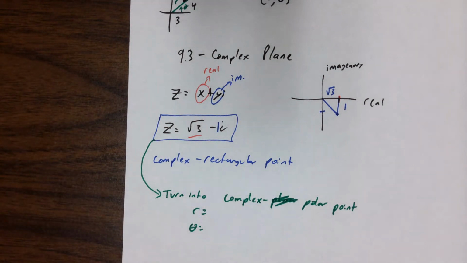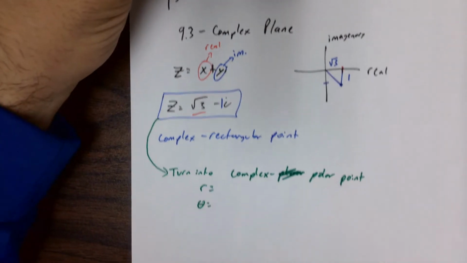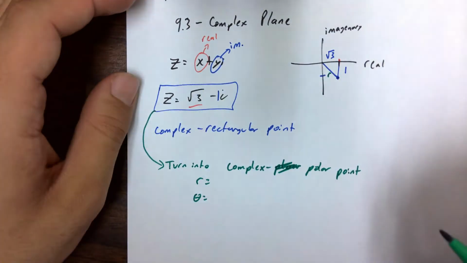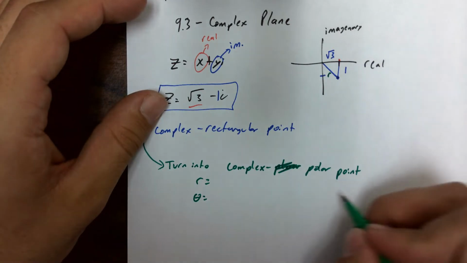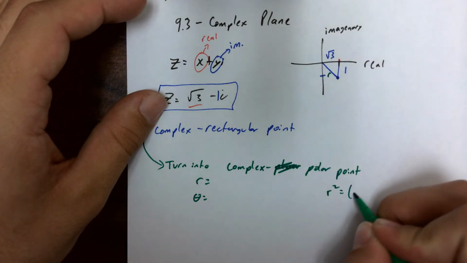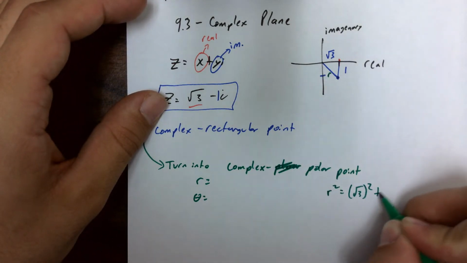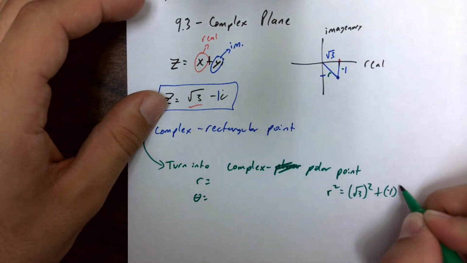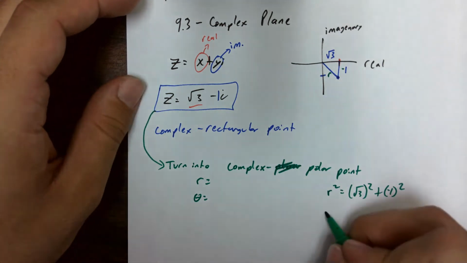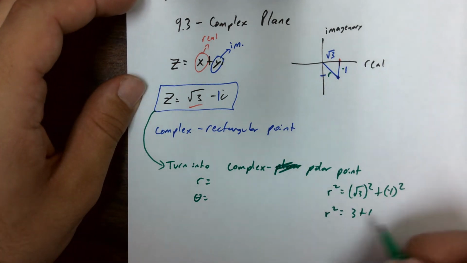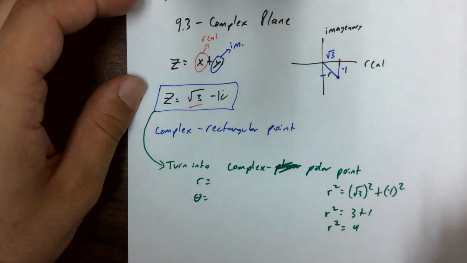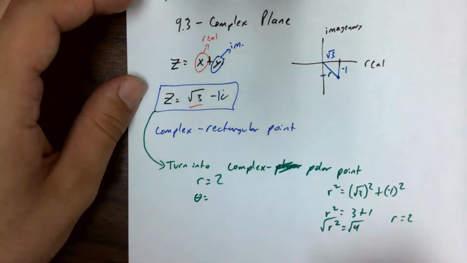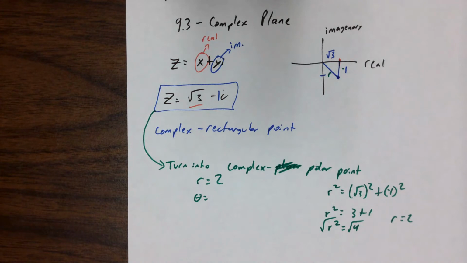So I'm going to still use that same picture that we had right here. Well, hey, there's my r. What's my r going to be? Well, I know that r squared equals root 3 squared plus, oh, that should be a negative 1 squared. So r squared equals 3 plus 1, r squared equals 4. So r equals 2, because I take the square root of both sides. So I get my r, and I need to know my theta.